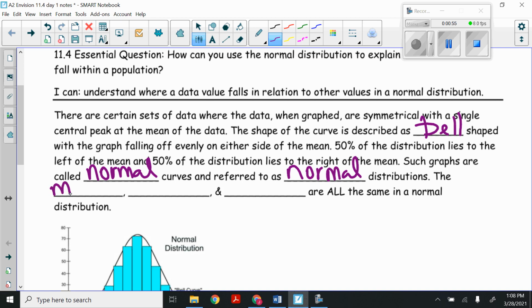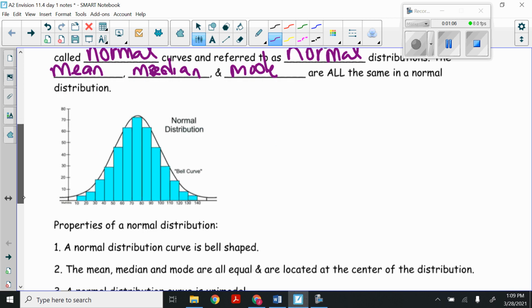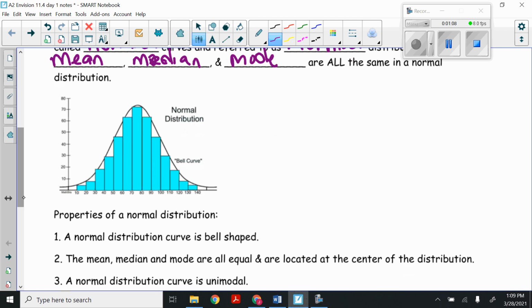The mean, median, and mode are all the same in a normal distribution. So here's an example of what a normal distribution or a bell curve looks like. Properties of a normal distribution.